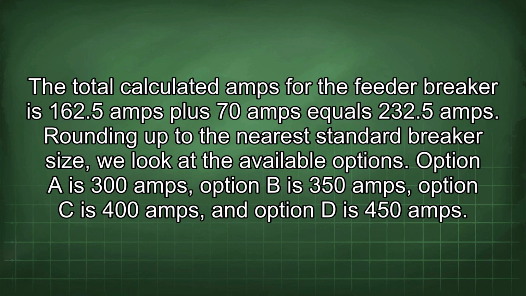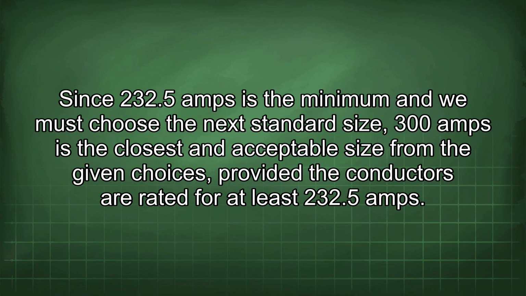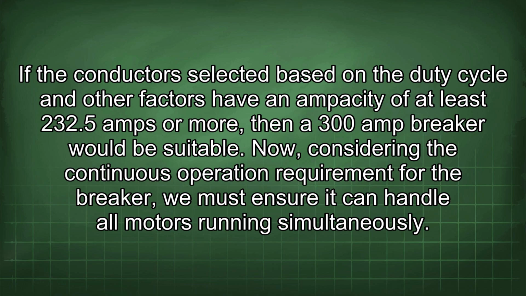Rounding up to the nearest standard breaker size, we look at the available options. Option A is 300 amps, option B is 350 amps, option C is 400 amps, and option D is 450 amps. Since 232.5 amps is the minimum and we must choose the next standard size, 300 amps is the closest and acceptable size from the given choices, provided the conductors are rated for at least 232.5 amps. If the conductor selected based on the duty cycle and other factors has an ampacity of at least 232.5 amps or more, then a 300 amp breaker would be suitable.